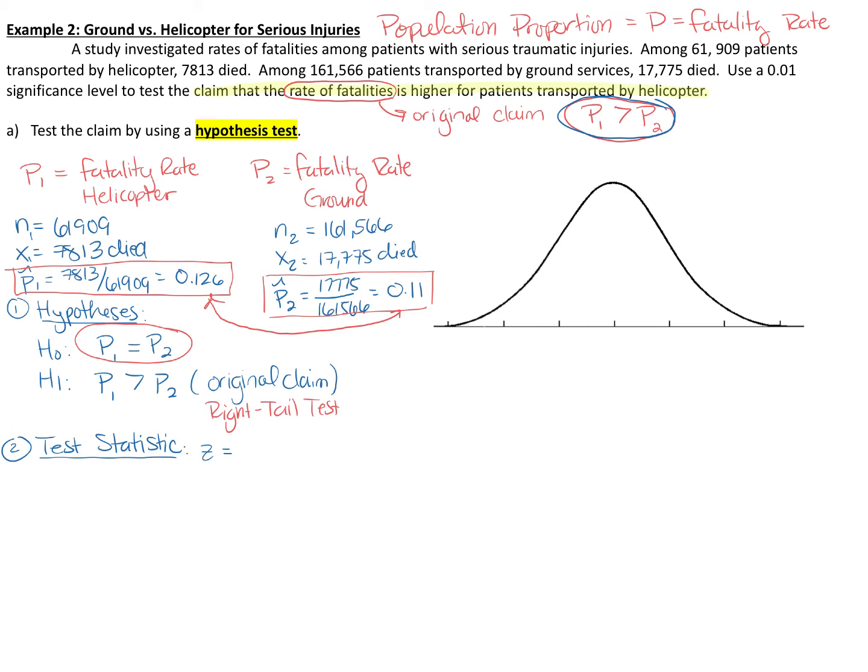Again, on the calculator, you're going to use two proportion z tests because we have two independent samples. We're trying to test the difference between two proportions. We always estimate with the normal distribution, therefore we have the z.